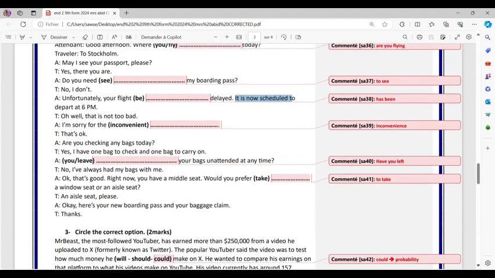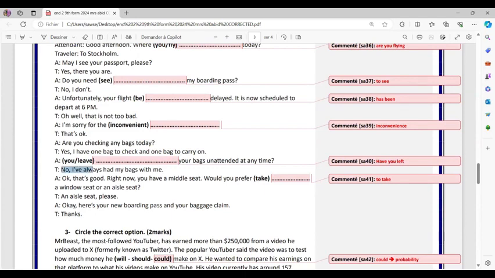The next is: you leave your bags unattended at any time. In the past, of course. But I mean, the action has a link to the present. So we should use the present perfect. Have you left your bags unattended at any time?